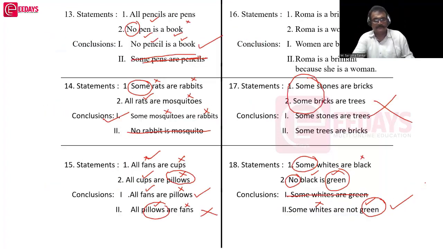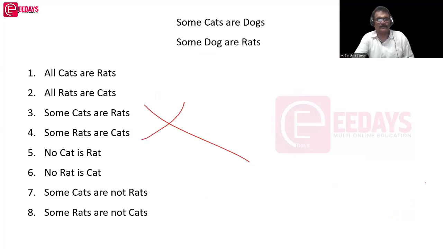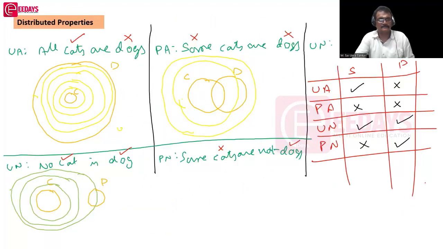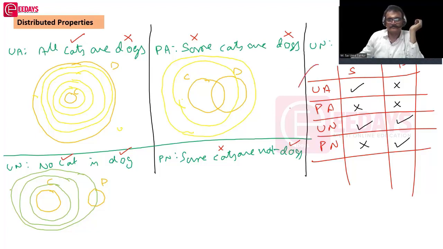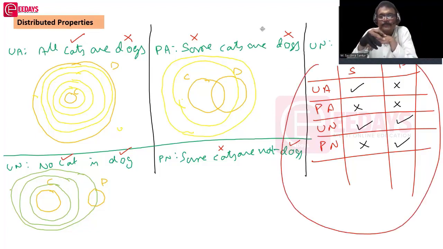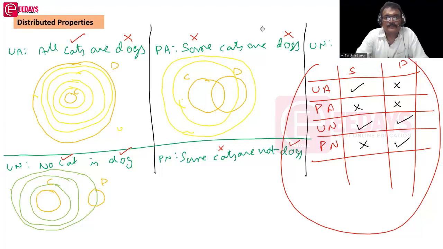Okay. Now, just at a glance, I'm going to explain once again. What is the distributive property? You need to remember this table. In the universal affirmative, the subject is distributed, the predicate is not distributed. In the particular affirmative, both subject and predicate are not distributed. In the universal negative, both subject and predicate are distributed. In the particular negative, the subject is not distributed, but the predicate is distributed.